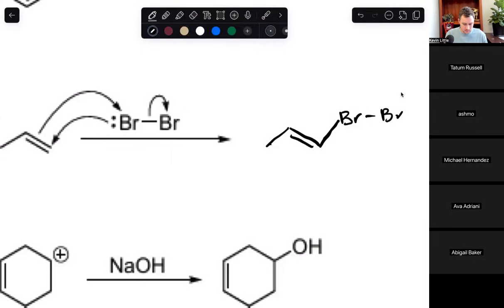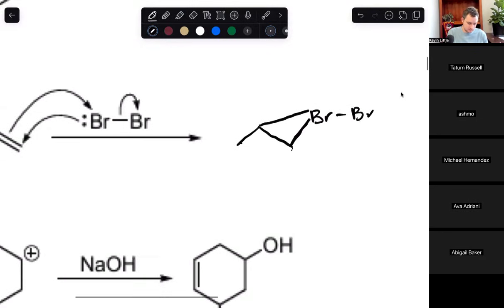Then this double bond is leaving. It's being used to form a bond with the bromine. Now, it could be used to form a double bond with that carbon, but that would put too many bonds on that carbon. So the only other option is that this carbon is forming a bond with that bromine. And then this bond is breaking and going to this bromine as a lone pair, and it's going to be negatively charged.